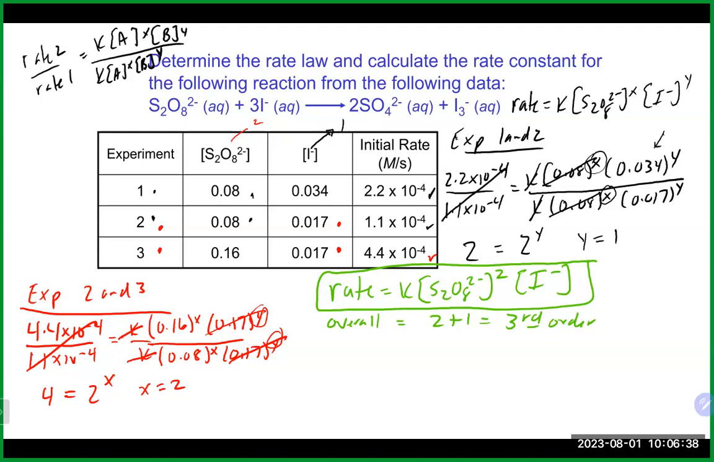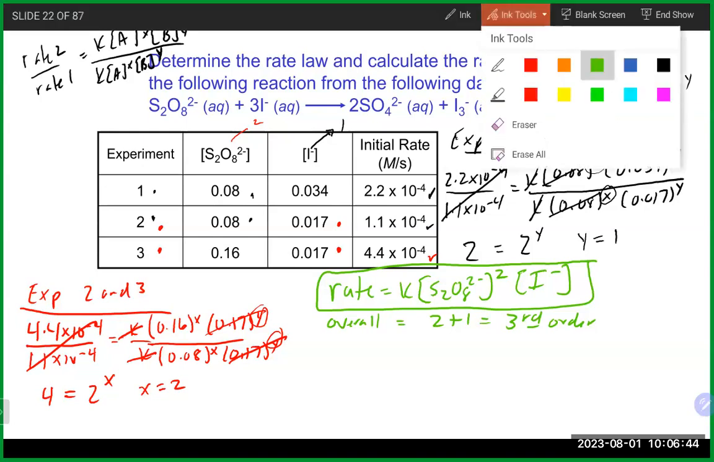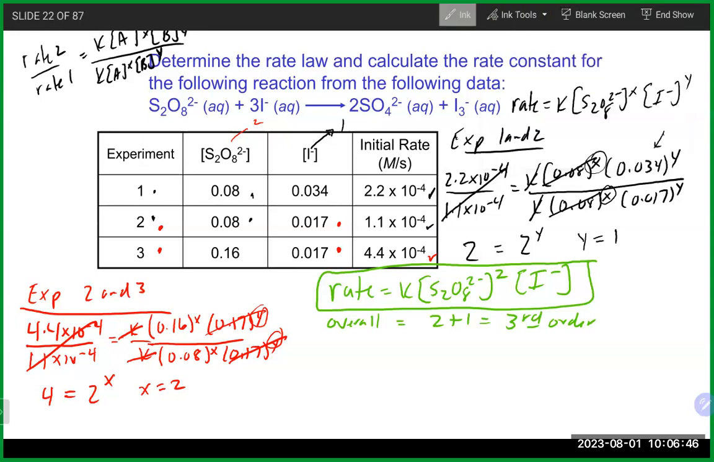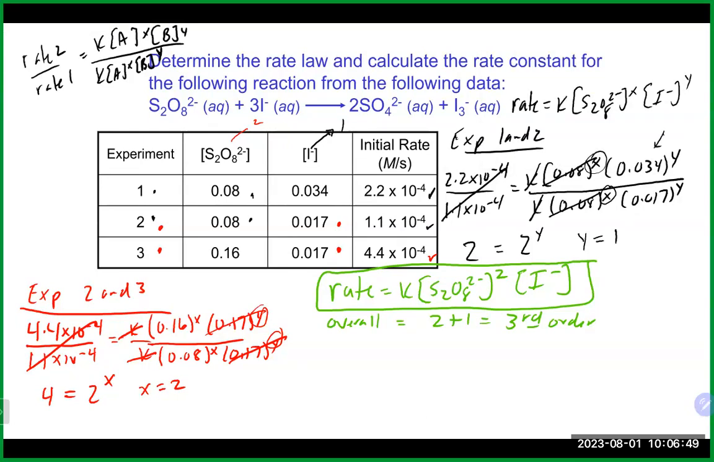Once we have gotten the orders and the completed rate law, now you can go back to the table and use your completed rate law to solve for the value of K. You can choose any entry in the table. It should give you the same K value. So it doesn't matter if you choose experiment 1, 2, or 3, as long as you keep the numbers together that go with those experiments. So here, just to mix it up, we'll do experiment 2's information.